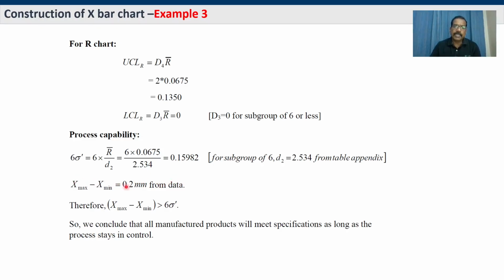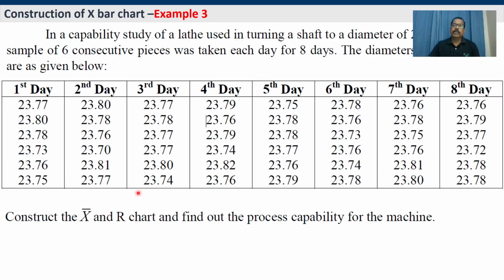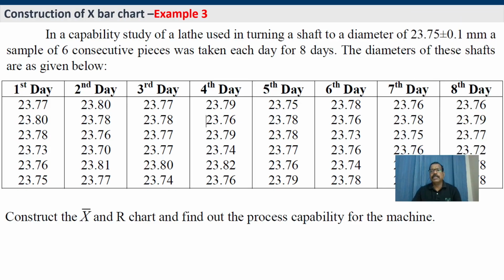But here, from the original data, what is the original dimension they have given? 23.75 plus or minus 0.1. So this is the maximum and minimum limit. What is that range you can maintain? Because you should not take a range which you don't know, like first day data, second day data, third day data. Sometimes people might think of overall maximum, overall minimum. No. What is the expected dimension?